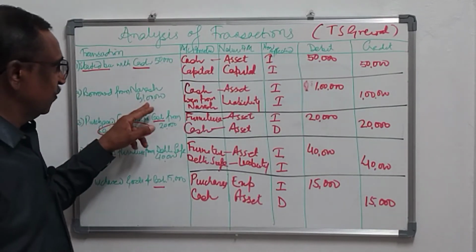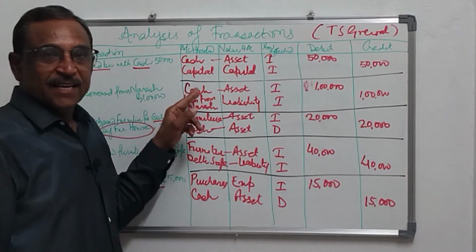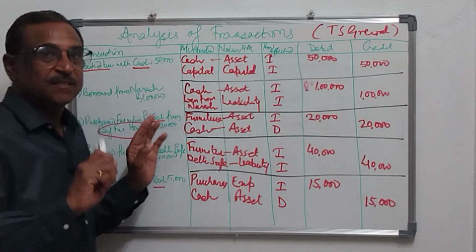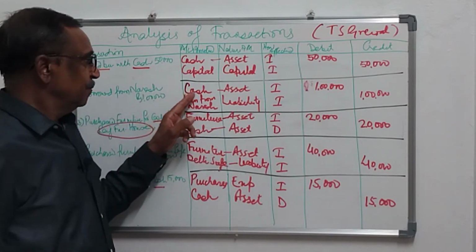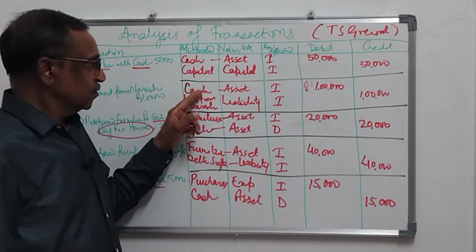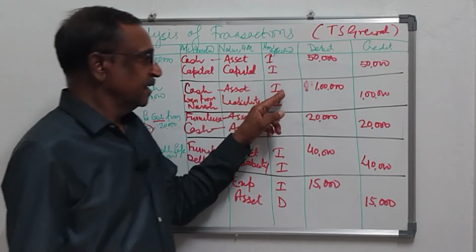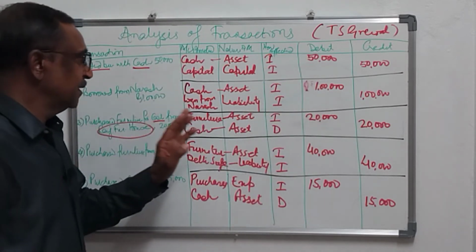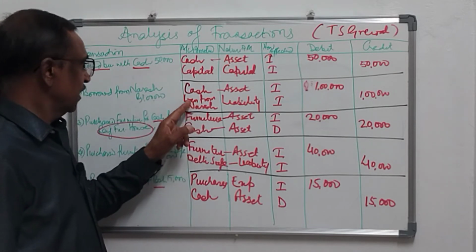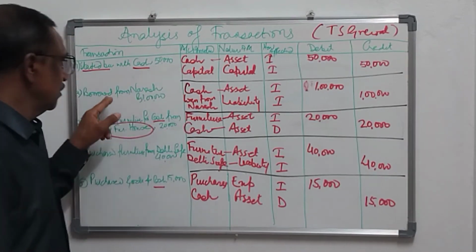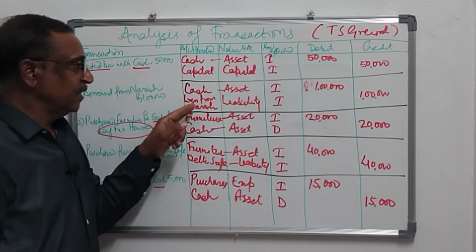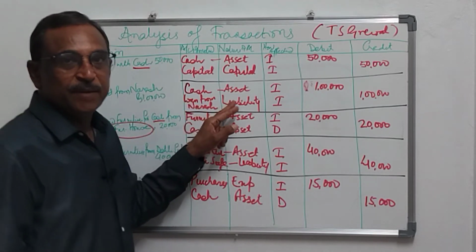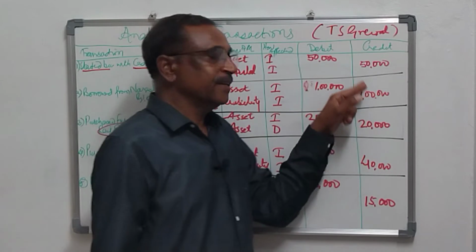Second is borrowed from Naresh 1 lakh. You are getting cash. Whenever I say you, it means business. Okay, don't confuse. Business is getting cash, so cash being asset, it is increased and hence it will be debited as per the modern rule of debit and credit. Other account involved is loan from Naresh, because you have incurred a liability in the form of loan. You have taken loan from Naresh, so we will write loan from Naresh. It being a liability and increasing, so it will be credited. Clear?